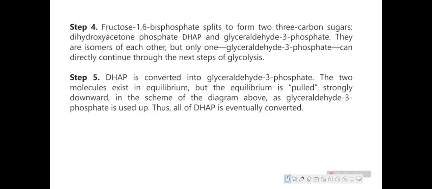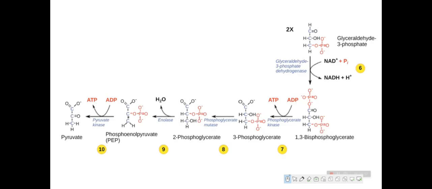In the fourth step, fructose 1,6-bisphosphate is split into two molecules, that is DHAP and glyceraldehyde 3-phosphate. And in the fifth step, DHAP is converted into glyceraldehyde 3-phosphate because it is a stable product. DHAP is not stable. That's why it's converted into glyceraldehyde 3-phosphate. Another, this is an energy releasing step.